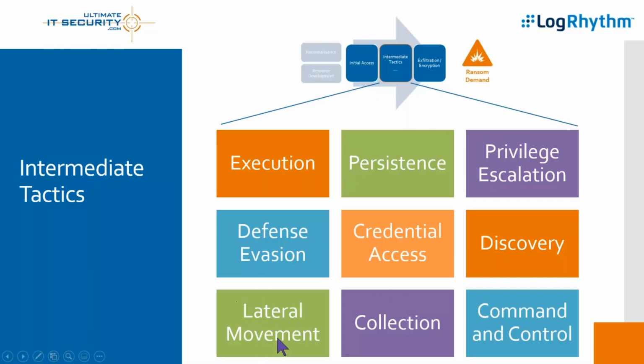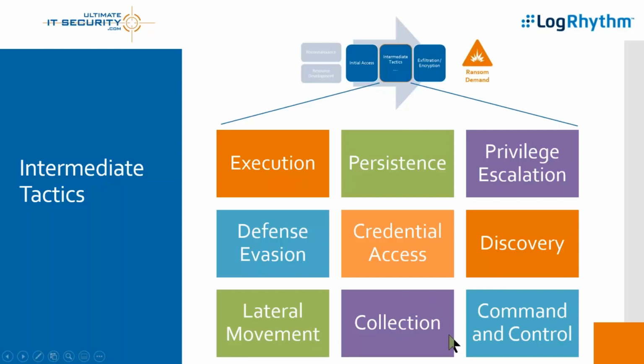Lateral movement is almost always something that the bad guys have to do because they typically gain initial access to one little endpoint out there on your network, and there's no way we can bring a company to its knees to where it actually has to shut down unless we can take over at least one critical system, and that usually includes a multiplicity of systems. So lateral movement, we have to get from one system to another.